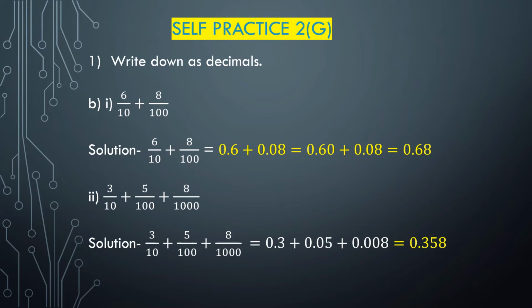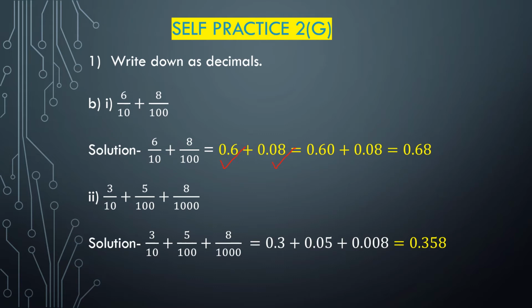Now we solve question number 2, bit B. 6 divided by 10 plus 8 divided by 100. We have to write down as decimal. 6 divided by 10, we can write as 0.6. As 10 has only one zero, so we have to place one digit after the decimal point. So 6 divided by 10 will be 0.6. And 8 divided by 100. In 100 there are two zeros, so we have to place two digits after the decimal point. So 8 divided by 100 will be 0.08.